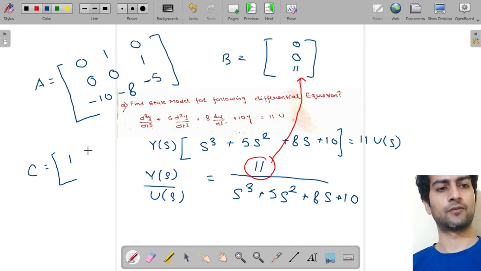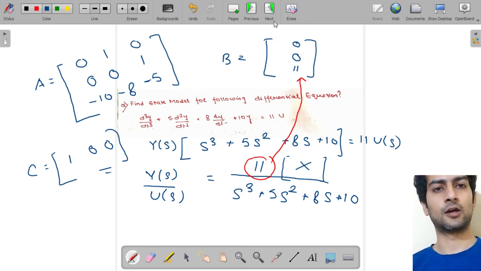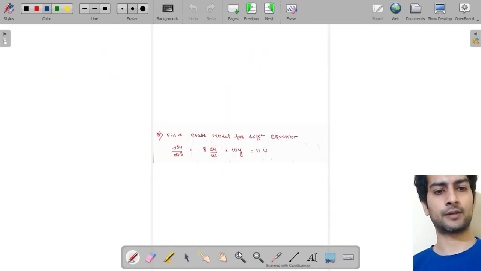Matrix C will be 1, 0, 0, because here there are no 0 terms. So it will come 1, 0, 0. So now we have A, B, C. Now how to represent it into state equation and output equation, you know it very well. So this is the way how we can convert a differential equation first into transfer function, and from transfer function into state model. Now let's take another example.